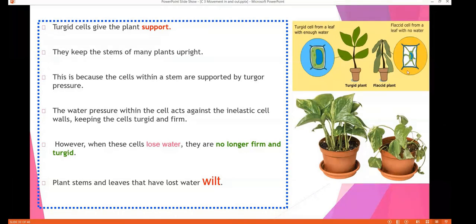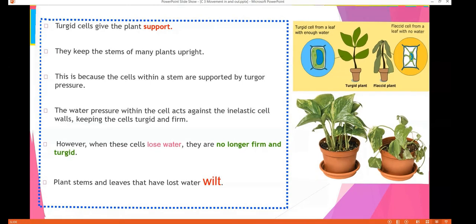Okay. So the water pressure within the cell acts against the inelastic cell walls, keeping the cells turgid and firm. However, when these cells lose water, they no longer are firm and turgid like this. Plant stem and leaves have lost water, and that is why the right side plant looks wilted. Is it clear, girls? Any questions on the turgid cell and the flaccid cell? Is it clear, ladies?